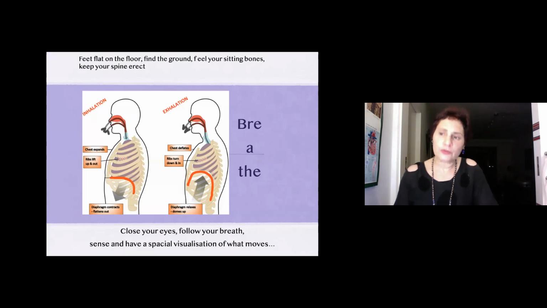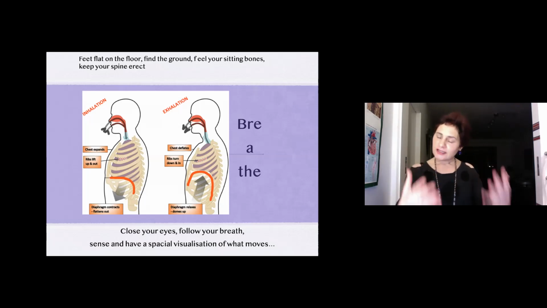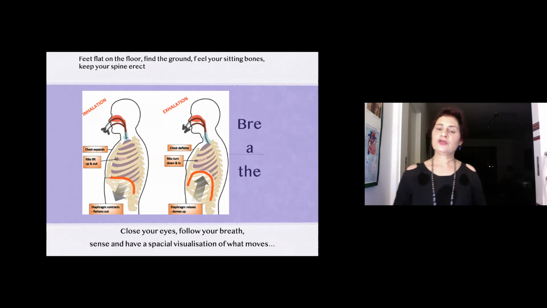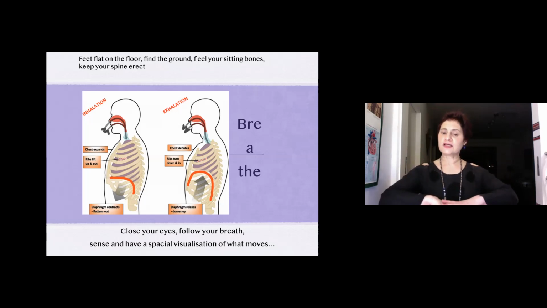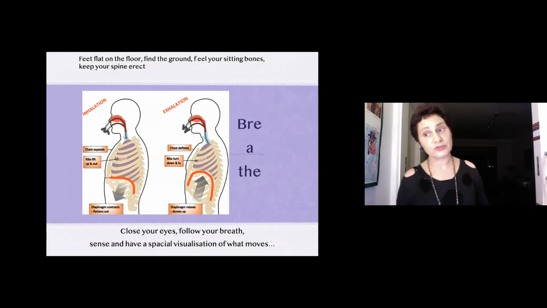Okay, now we're going to breathe again. But before you close your eyes, I want you to make sure that you have your feet flat on the floor. You find your ground, feel your sitting bones, keep your spine erect, and take this image with you. So the diaphragm is like a dome shape. When you relax it, it goes up, and it contracts when you breathe in. So breathing out means letting go. Breathing in means taking lots of oxygen, but only if the breathing out happens properly.